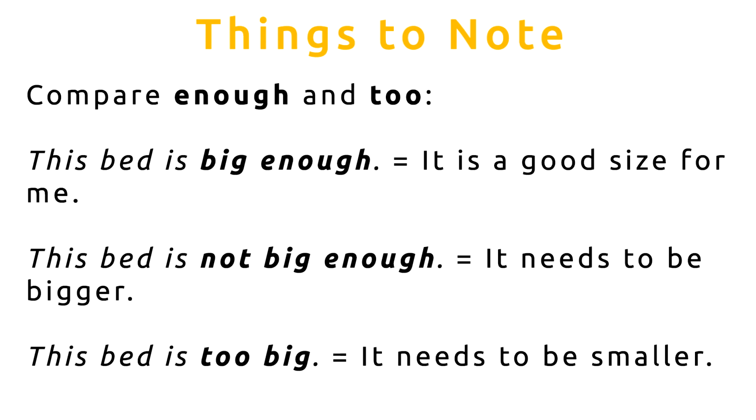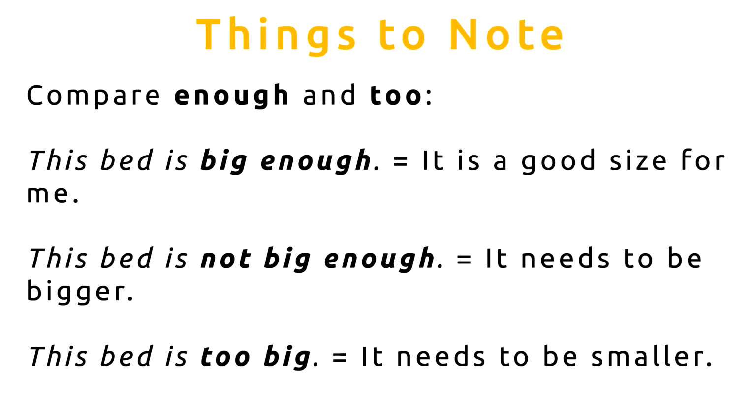Let's use the negative form now. This bed is not big enough. What does this mean? I'm trying to say it needs to be bigger. It's not sufficient for me. Because I'm big, the bed is small, it's not big enough.